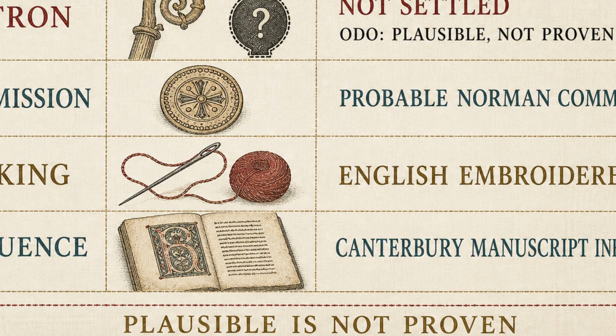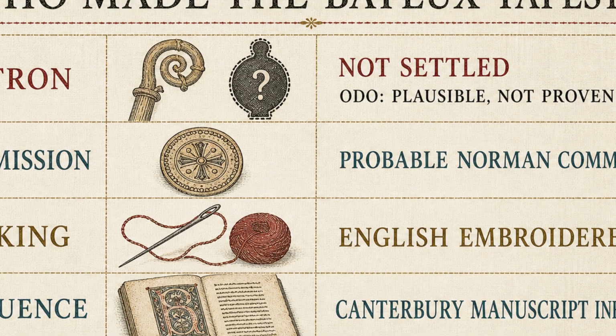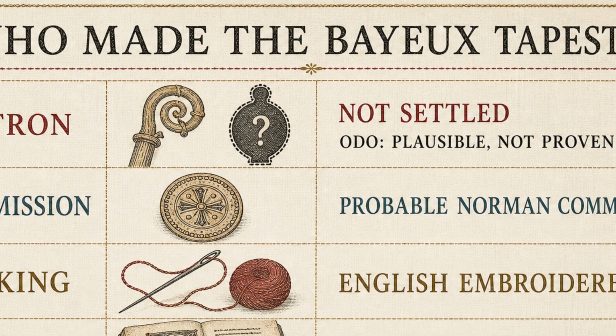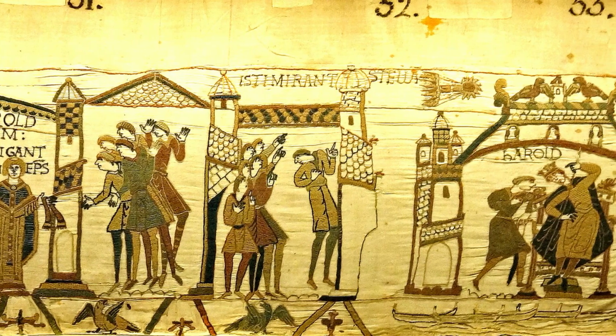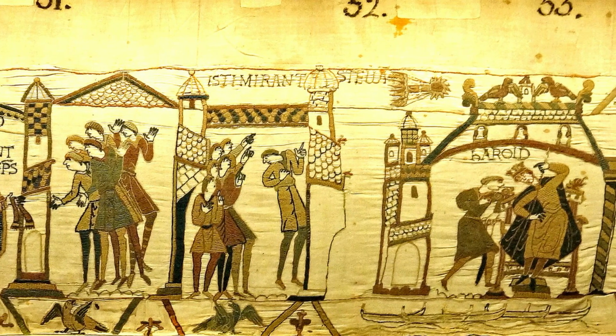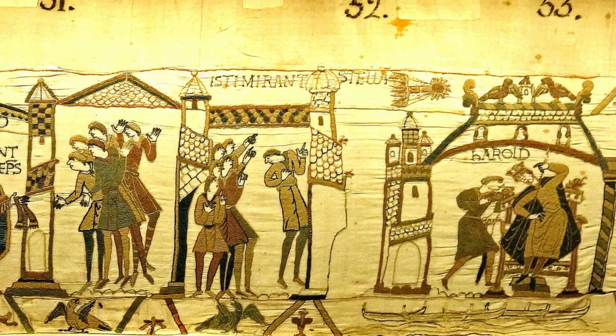Who wrote history? We cannot name the patron or the embroiderers with confidence. What we can see is the choice they stitched into the cloth. History here is not just victory recorded, it is the order in which we are taught to look.